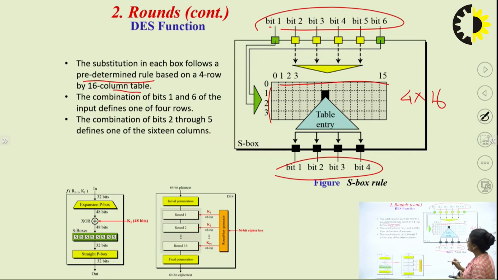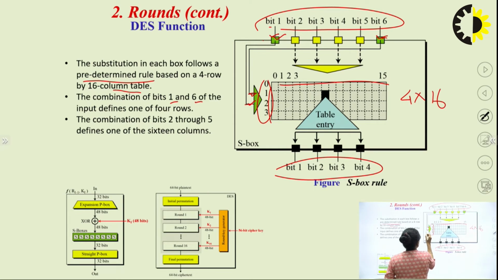Fine. Now what we do is that the combination of the first bit and the 6th bit, we just say this is your first bit, this is your 6th bit, they will decide which row to access. If you have a 2-bit pattern, because it is 2-bit, it can be 00, 01, 10, 11. So if it is 00, you'll go to the first row. If it is 01, you'll go to the second row, and so on.